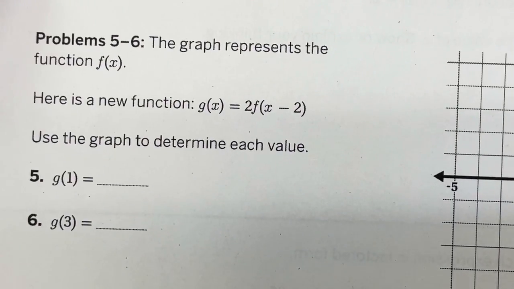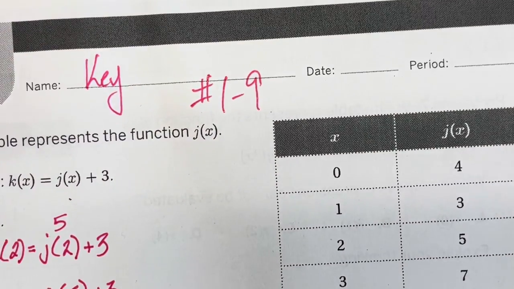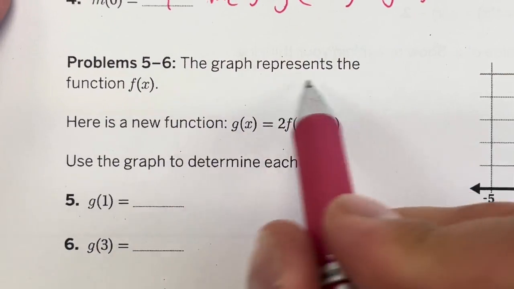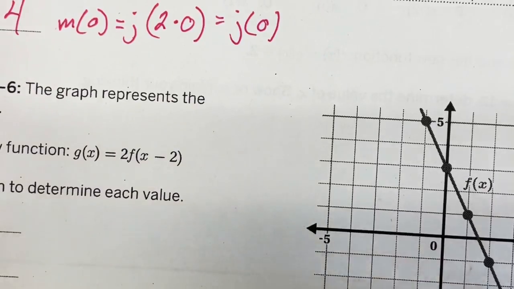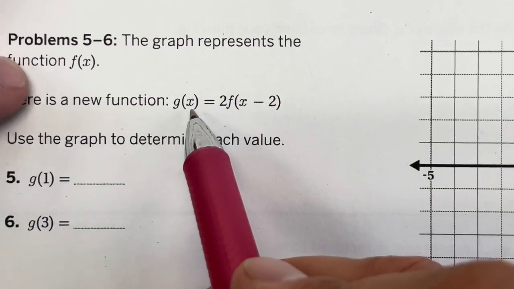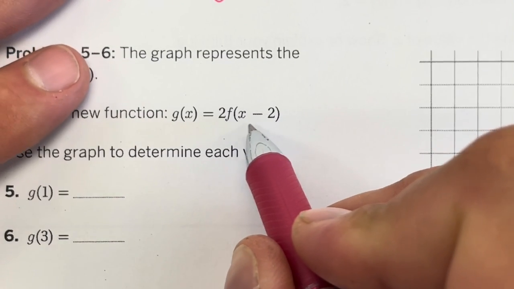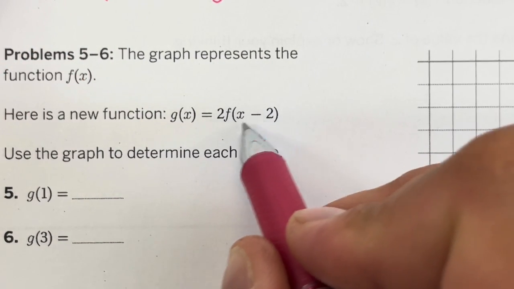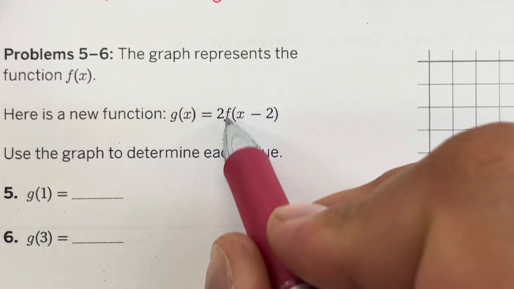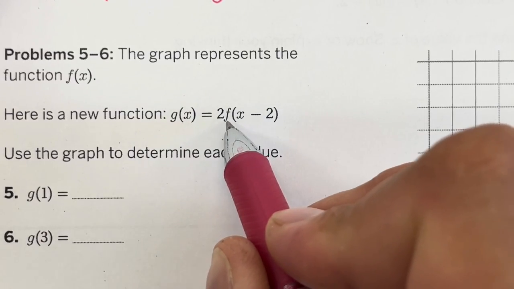Okay, let's move on. I asked you to do numbers 1 through 9 posted in Google Classroom, so that's what I'm hoping that you do. The graph represents the function f of x, so here is f of x, and g of x is saying, take the x value, subtract 2 from it, find the value of the function at that new one, and then double it.